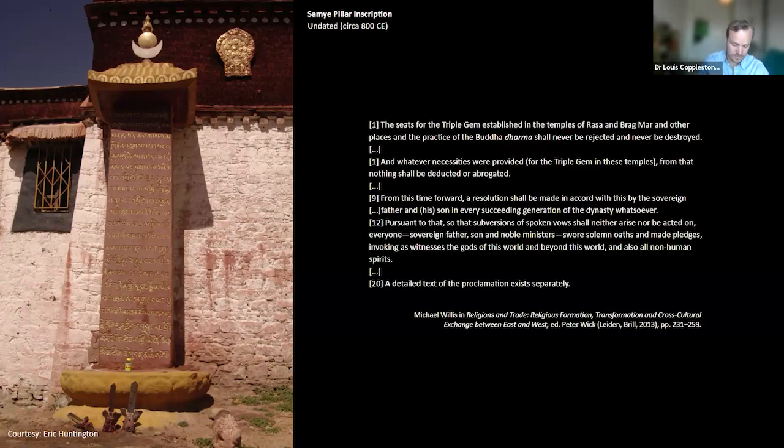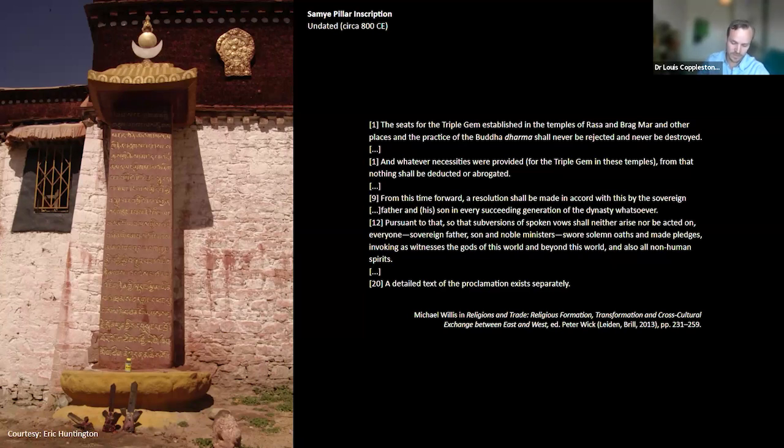In reading Michael Willis's translation, I'll read extracts. The seats for the triple gem, that's the 3 jewels, Buddhism, the Buddha, Dharma, and Sangha, established in the temples of Rasa, becoming Lhasa, and other places, and the practice of the Buddha Dharma shall never be rejected and never be destroyed. Whatever necessities were provided, nothing shall be deducted or abrogated. And from this time forward, a resolution shall be made in accord with this by the sovereign, father, and his son, and every succeeding generation of the dynasty whatsoever.